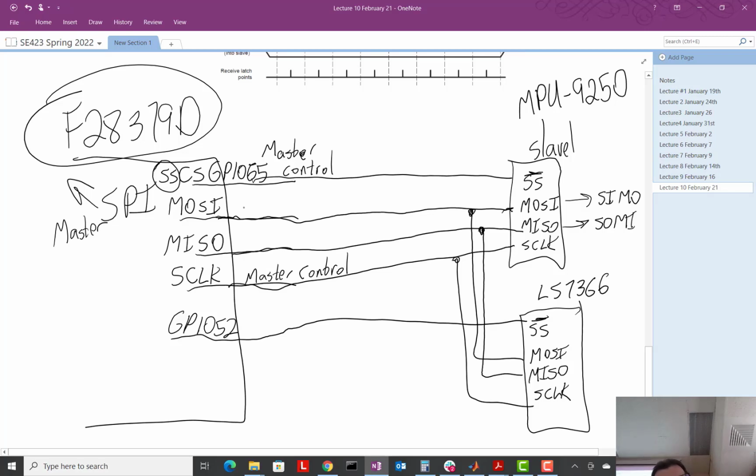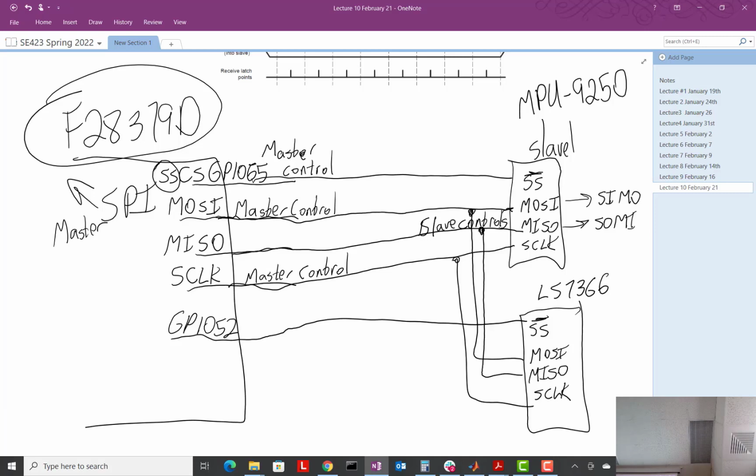Master out here, master controls the master out. But look, there is one that the slave controls, and that is slave out. So the slave controls the master in, right? Slave out, master in. So it will be sending the master data on that pin.